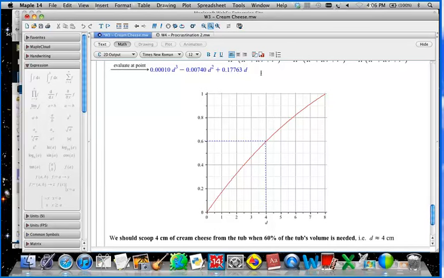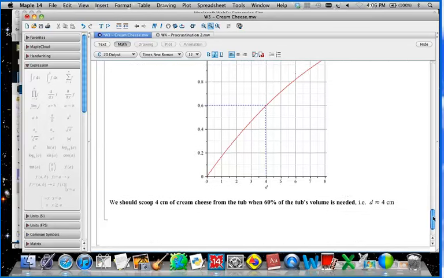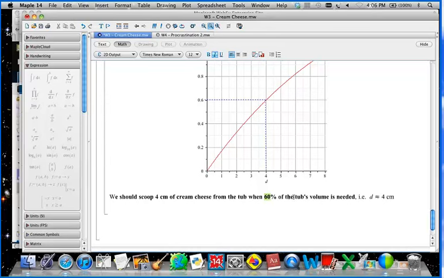And what are we trying to do here? Remember, we are trying to set that equal to 3/5 and solve for D. Let's do it graphically before we do it algebraically. So here's the curve. 3/5 is 0.6, so we are trying to find the value of D that gives us 0.6. So we make a dotted line, come across, read down. Aha, D should be 4. That tells us that we need to scoop to 4 centimeters to get 60% of that tub's volume.